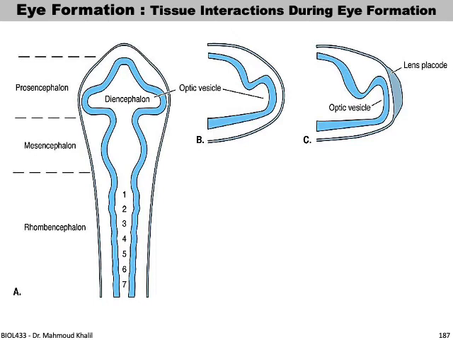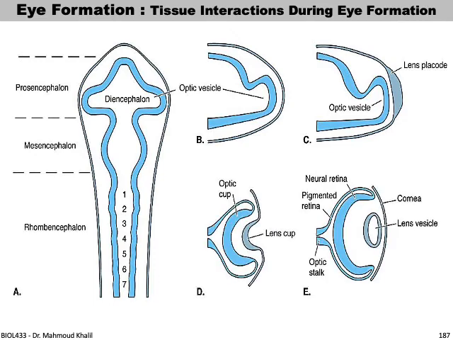This optic vesicle stimulates the outer lying ectoderm to become thickened to form the lens placode. The lens placode gets invaginated to form the lens cup, with the invagination of the optic vesicle to form an optic cup. Soon after that, the lens cup gets separated to form the lens vesicle, and the rest of the ectoderm will cover over the lens vesicle and will form the future cornea. Now, the optic cup is differentiated into a neural retina and the pigmented retina, connected by the optic stalk.